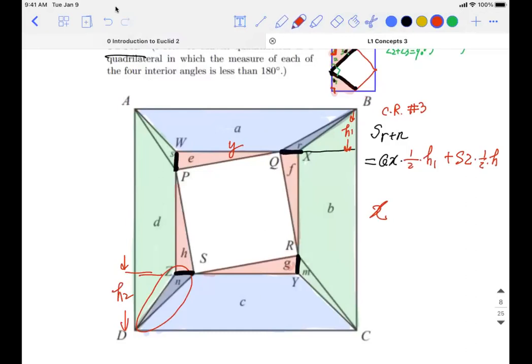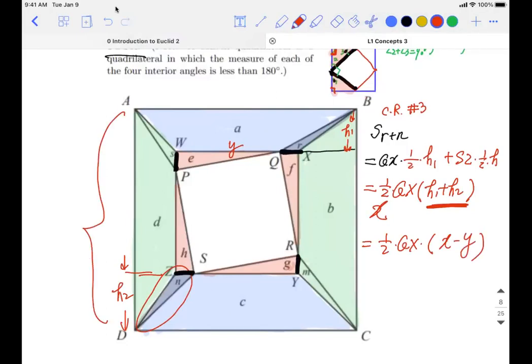So therefore, I can do some quick extraction. I'm going to extract out QX, which is H1 plus H2. H1 plus H2 is exactly equal to X minus Y, right? X is the outer square side length, Y is the inner side length. Okay, 1/2 QX times X minus Y, that's R plus N.